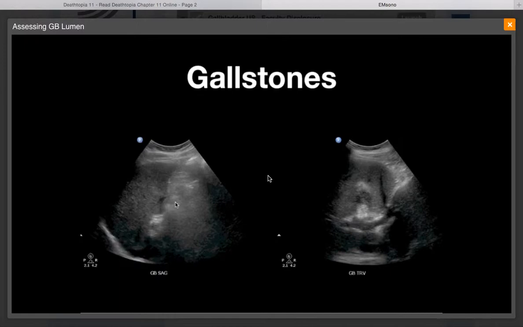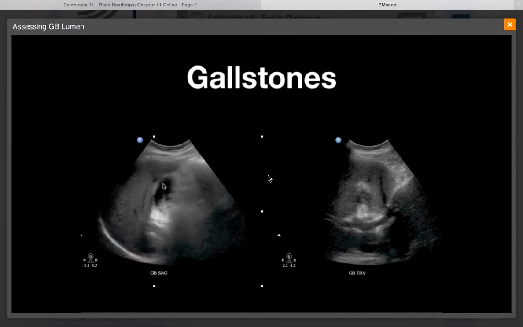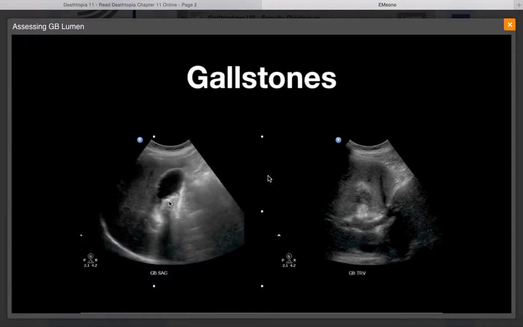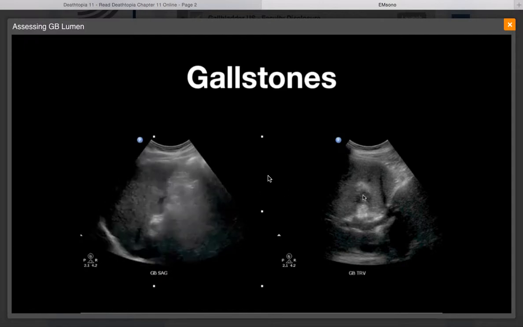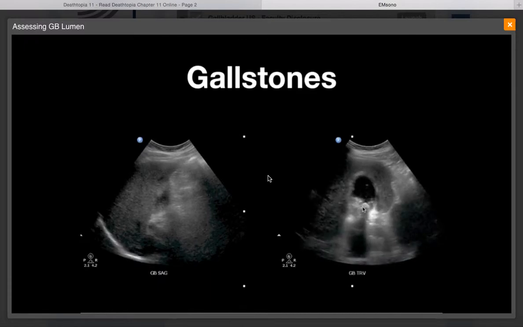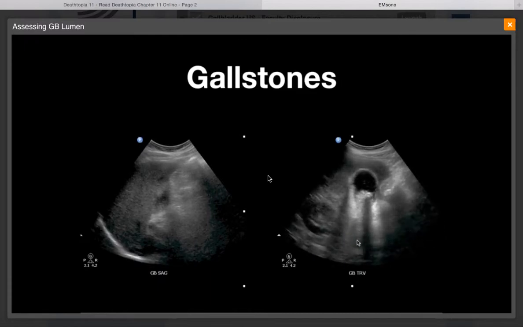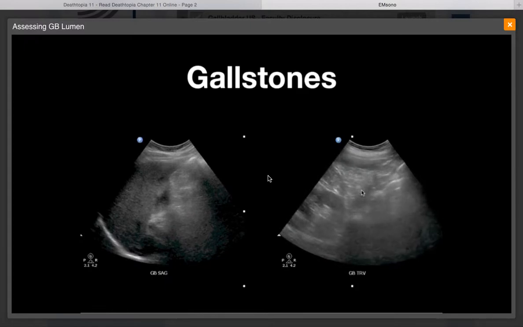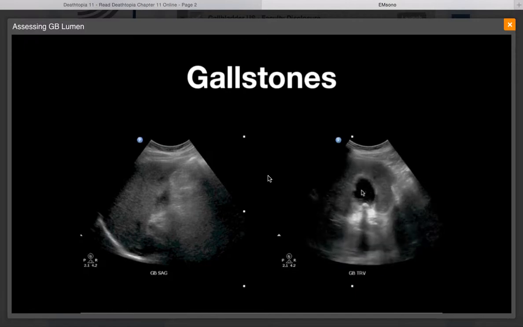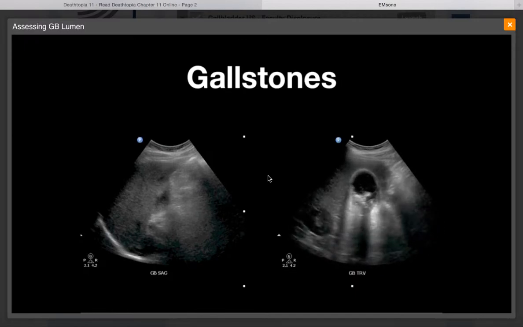The gallbladder is noted in both sagittal imaging on the left and transverse imaging on the right. And you can see here on the sagittal view that there's multiple echogenic foci with posterior shadowing within the lumen, consistent with gallstones. And you can see here on the transverse view again, multiple echogenic foci with clean shadowing. This patient had multiple gallstones. Therefore, this patient was placed in the left lateral decubitus position, and all the stones were noted to be mobile.